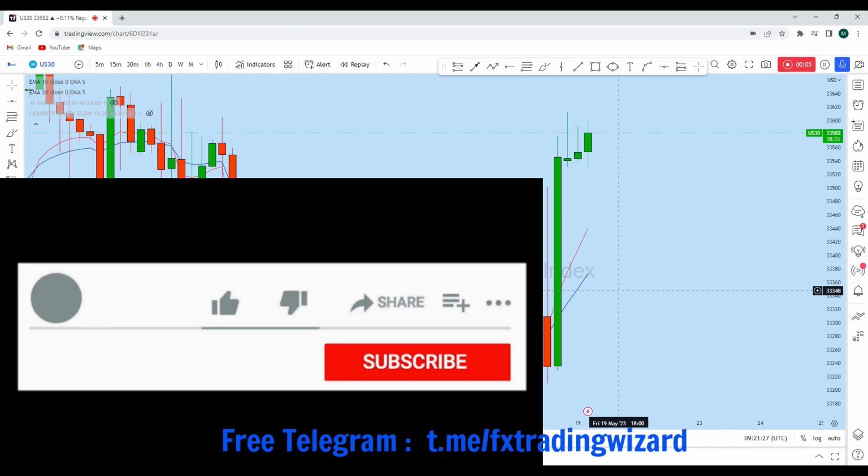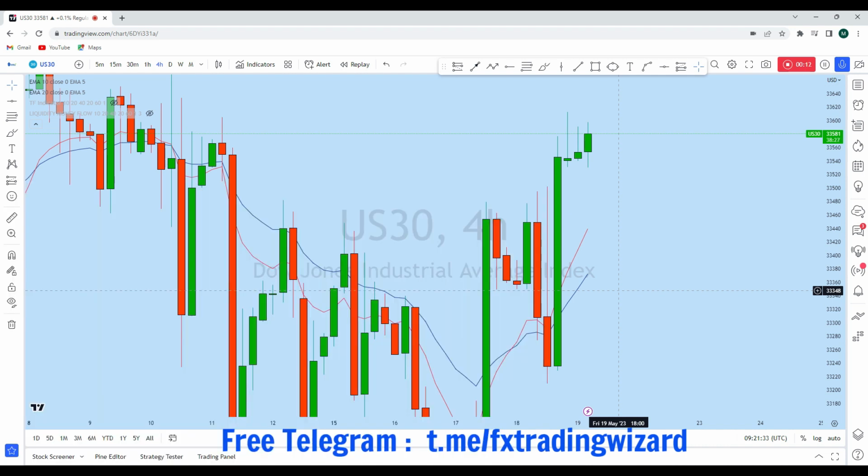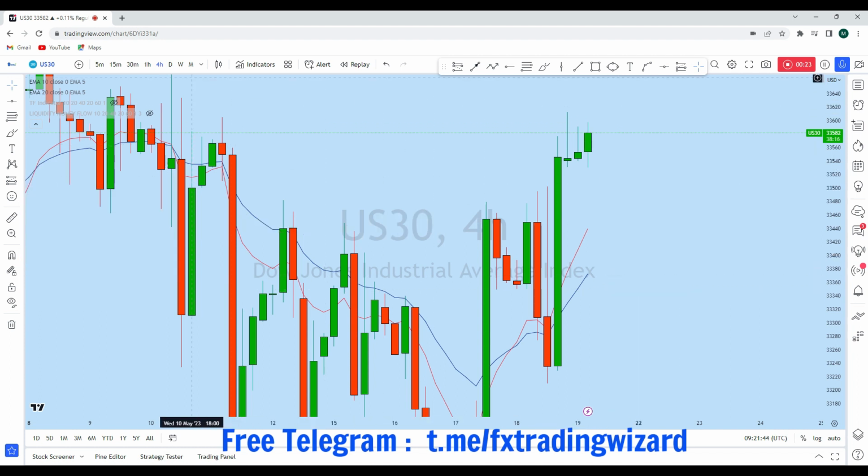Let's see what kind of trading opportunity we currently have in this instrument. Now from the lower time frame perspective, we can see that US30 is currently showing significant trading opportunity. Before we discuss how we can trade, first let's look at the bigger picture, looking at the monthly time frame.